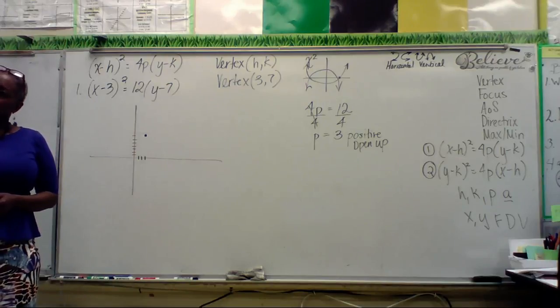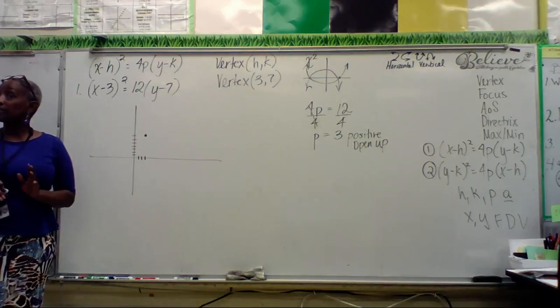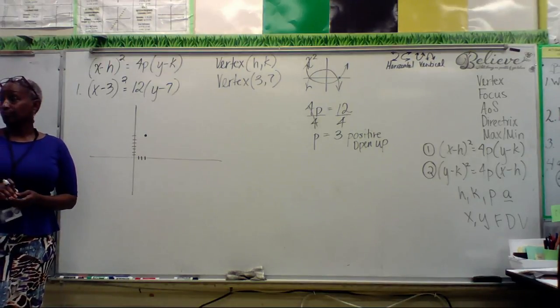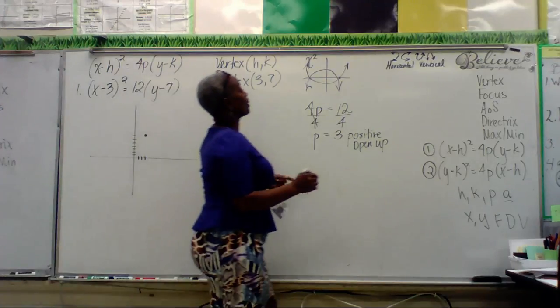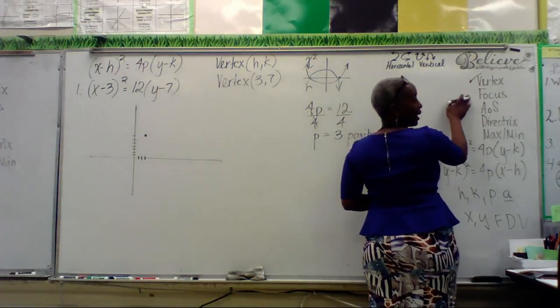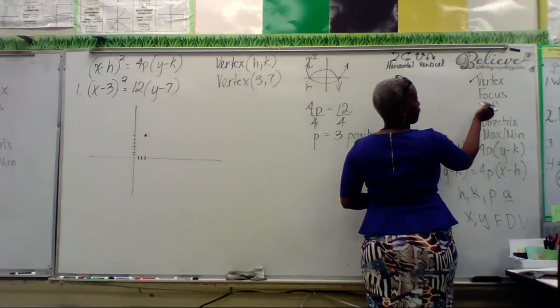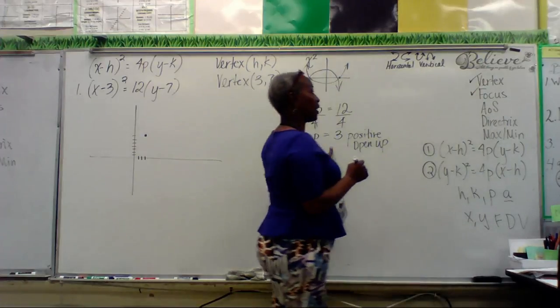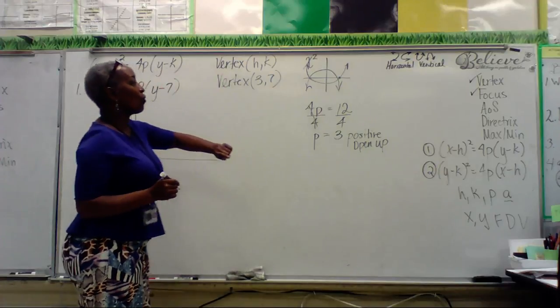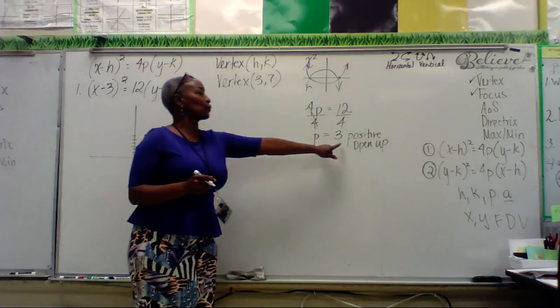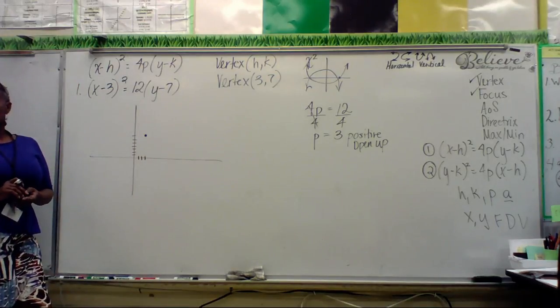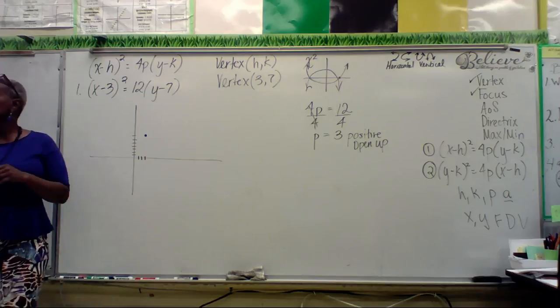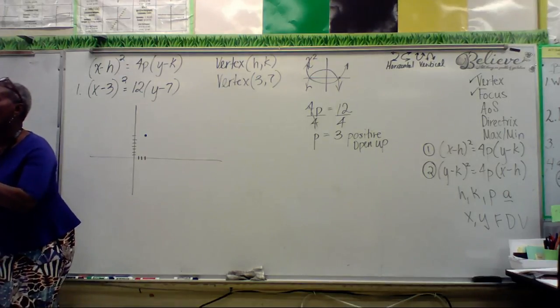What's the next step we need to take, class, in order to graph this? We need to find our focus by using P. Okay? We found our vertex, right, class? Yes. So now let's find our focus. We have our P value, right? So, what do I do with this value of 3 so we can find the focus? I add it to the h, k. How? Which way?